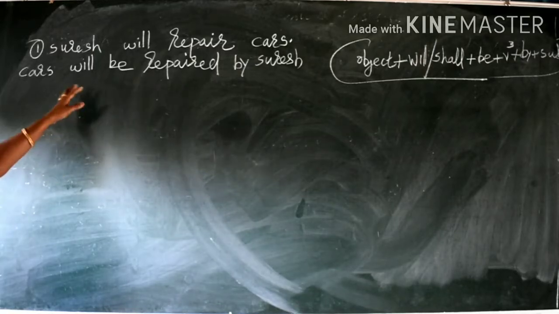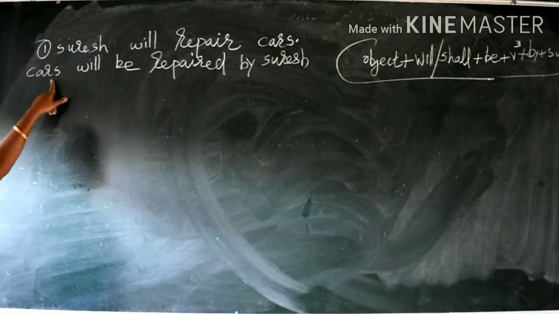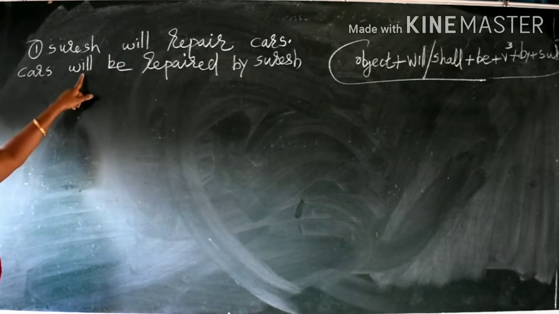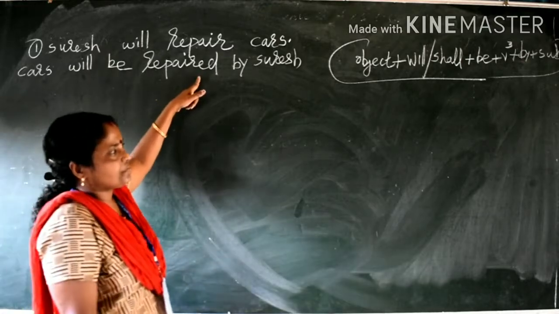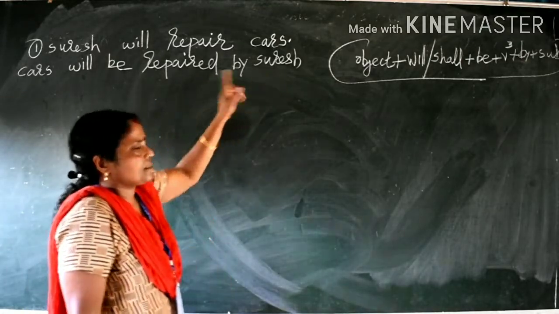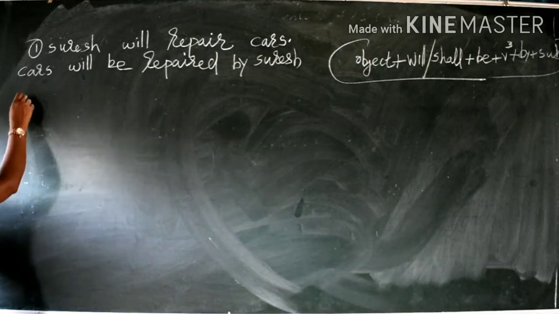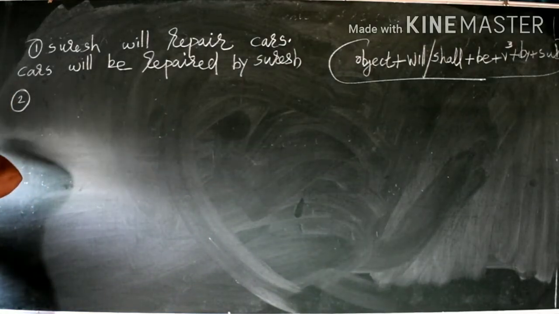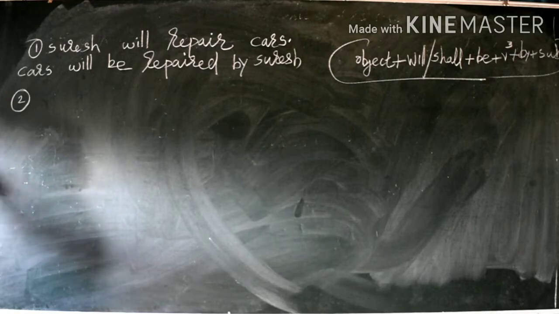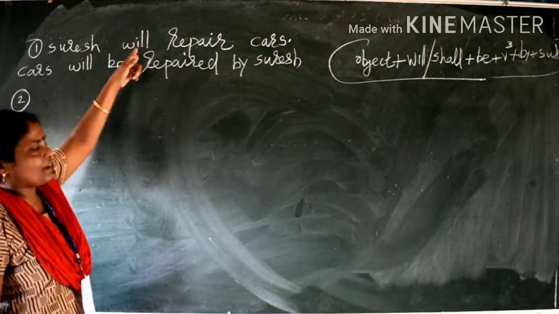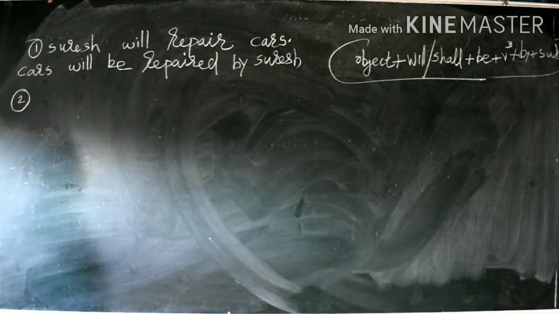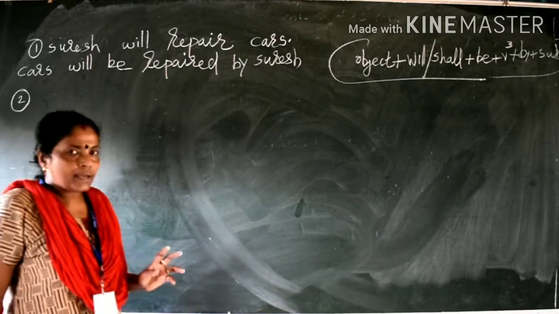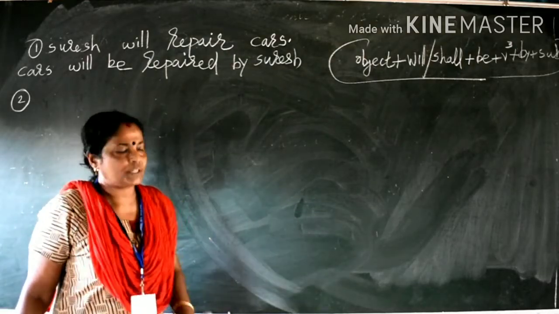According to the formula, you see the object came already, and with cars, singular or plural, we will use will plus be plus the third form of the verb plus by plus subject. Now future continuous tense. Children, future continuous tense means Suresh will be repairing cars. So future continuous tense also has no voice at all. I have already told you only 8 tenses have voice.